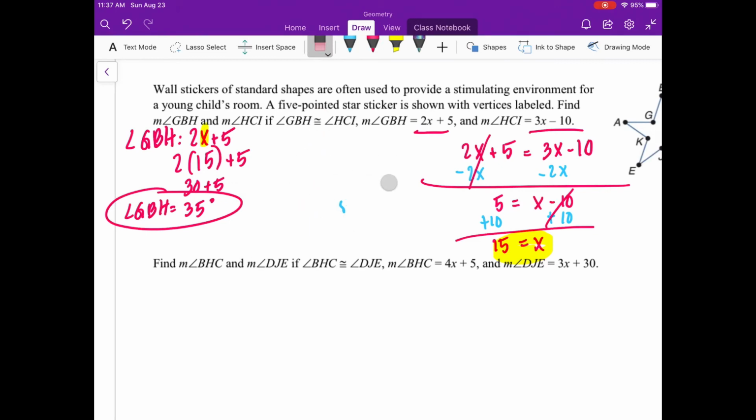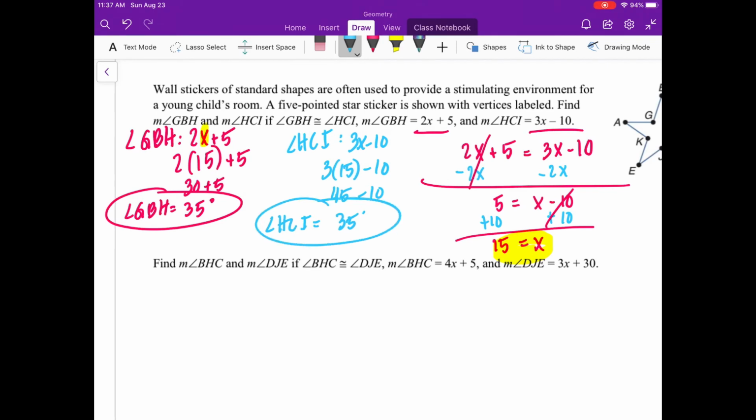Now we're going to do the same thing for angle HCI. And notice that we got 35. Since the angles are congruent, they should be the exact same measurement. So your final answer is that both angles are 35 degrees.